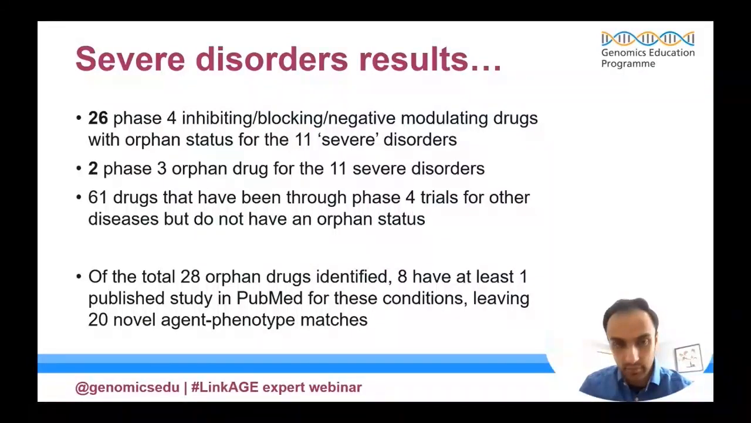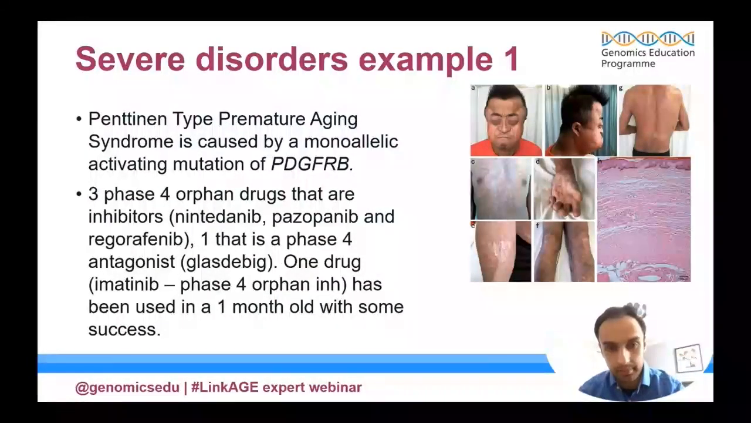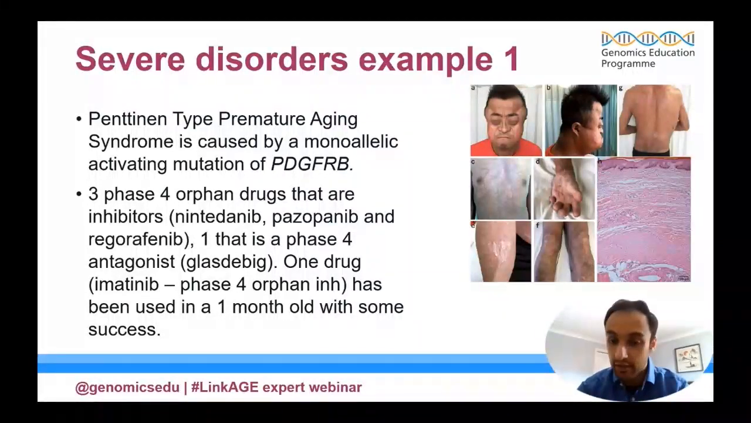To give you an example, Penttinen type premature aging syndrome is caused by monoallelic activating mutations of the gene PDGFRB. We found three phase four orphan drugs that are inhibitors, nintedanib, pazopanib, and regorafenib, and one that is a phase four antagonist, glastibig. One drug, imatinib, which was also a phase four orphan inhibitor, had been used in a 1-month-old already with some success. And that sort of spurred us on to see whether this was possible in other disorders.